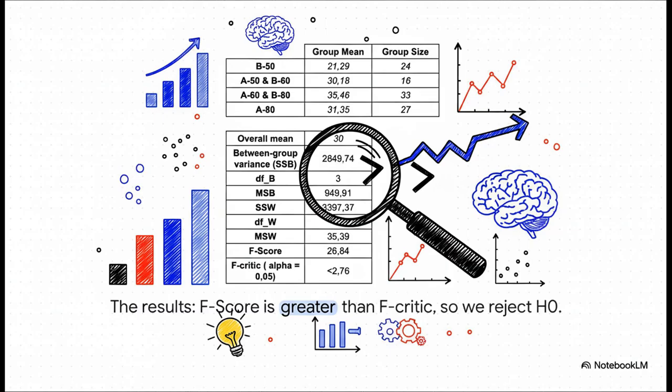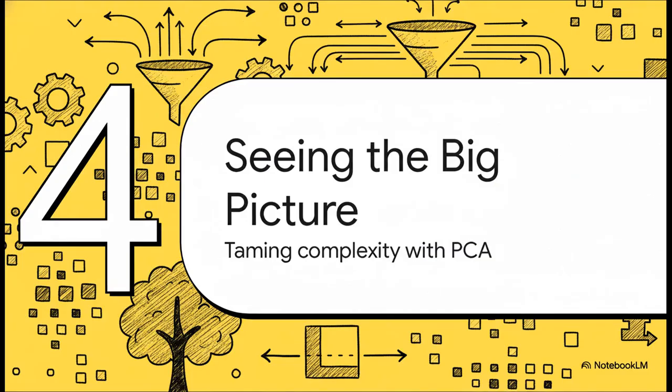Okay, this looks like a lot of numbers, I know. But here's all you really need to focus on. See that F score? That's our key number. Because it's way, way bigger than the critical value next to it, we've got our answer. A big flashing yes. There is a real, significant difference in study hours between the groups. The data has spoken.